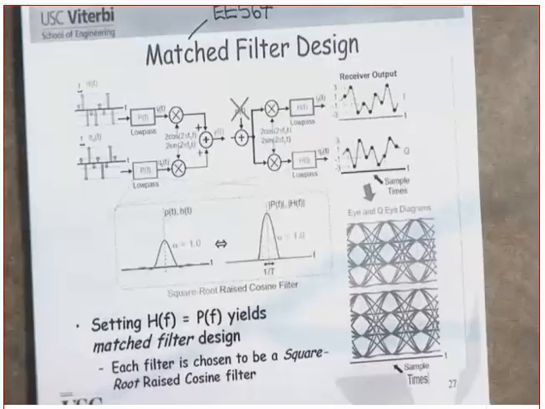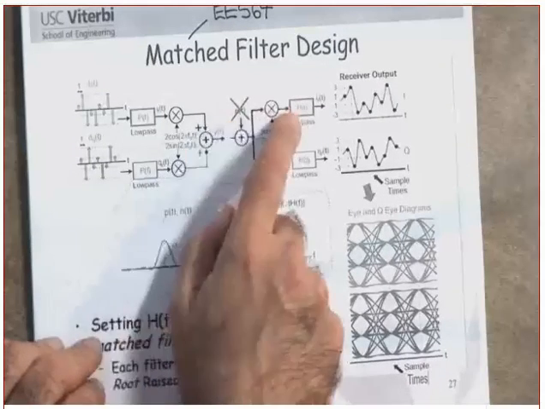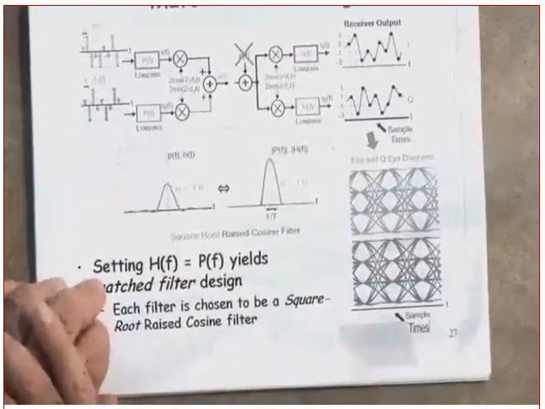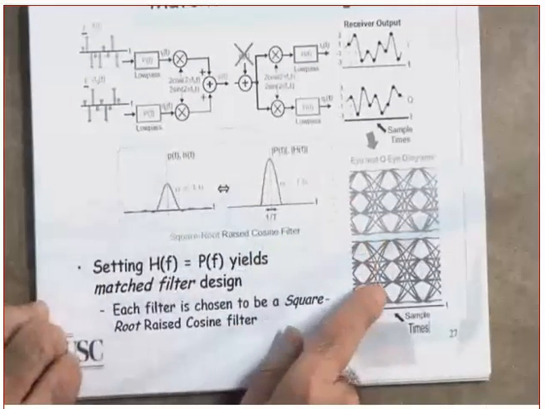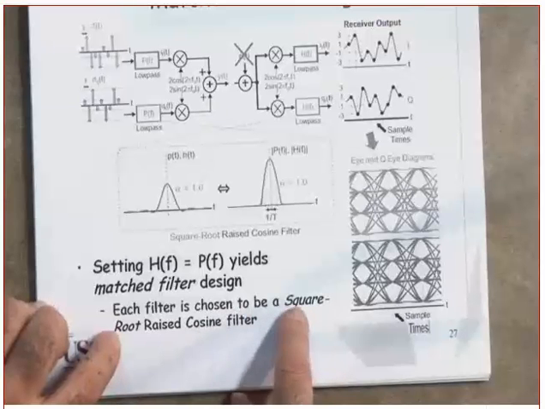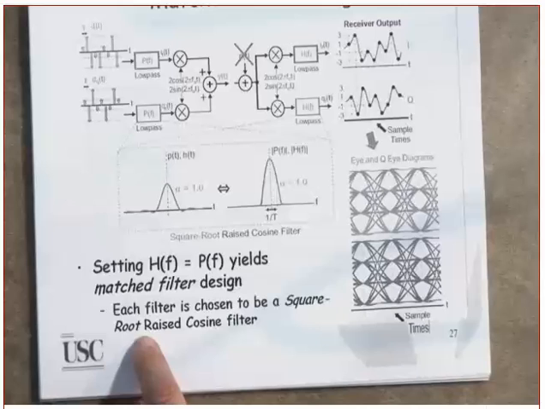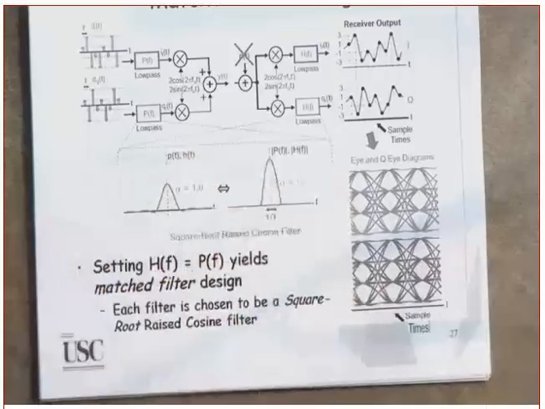So, by the way, this one is with no noise, just a matched filter. This one is matched to this. And when you do that, each filter, again, is chosen to be the square root raised cosine. Why the square root of raised cosine? So that when you multiply them together, you get the overall effect being the raised cosine. Did you get this or not?